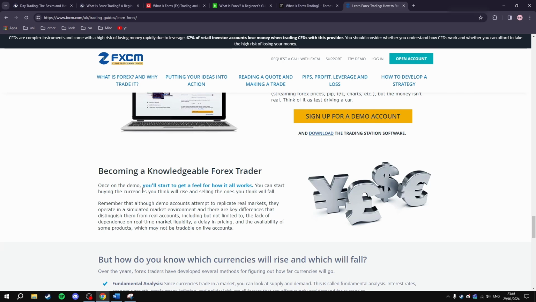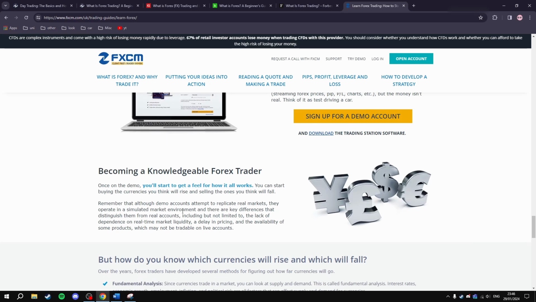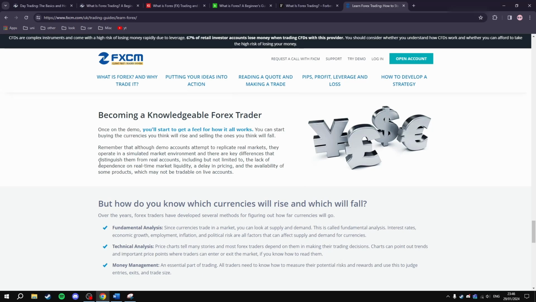Once you get on the demo, you can start buying currencies you think will rise and sell the ones you think will fall. Remember that all the demo accounts attempt to replicate real markets. They operate in a simulated market environment, and there are key differences that distinguish them from real accounts, including but not limited to the lack of dependence on real-time market liquidity, a delay in pricing, and the availability of some products, which may not be tradable on live accounts.